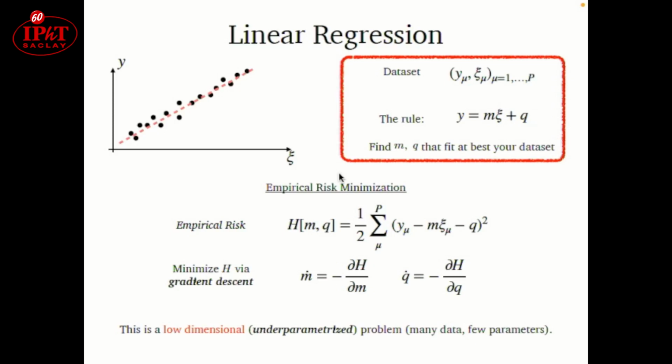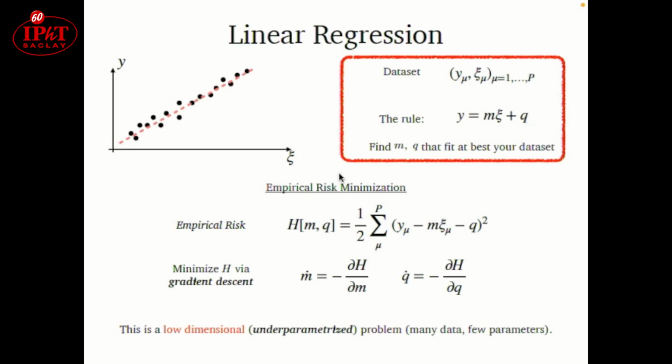So imagine that you have a set of points on a plane, and you have many points. So you have a data set, so you have p points, 2 coordinates, and you would like to fit these points with a line. So in principle, you would like to find the parameters m and q that fit your data at best. So how do you do it? You can set up some empirical risk minimization problem.